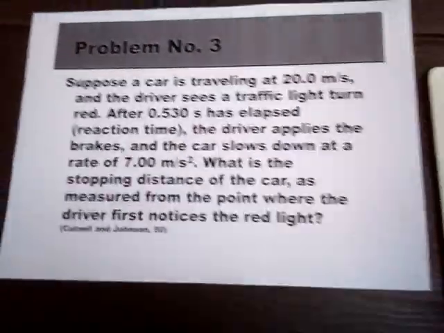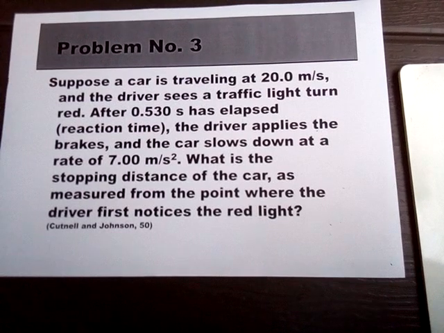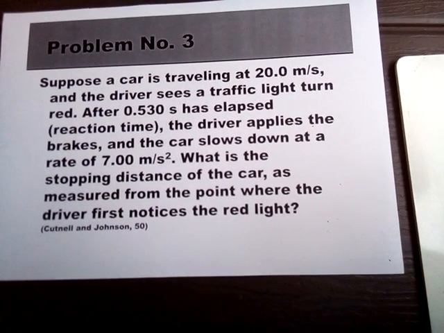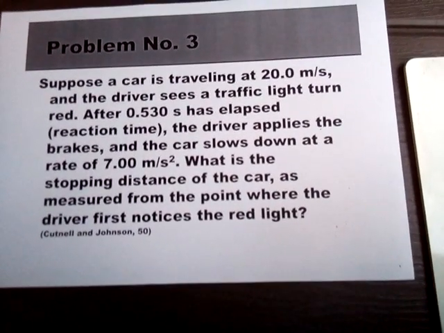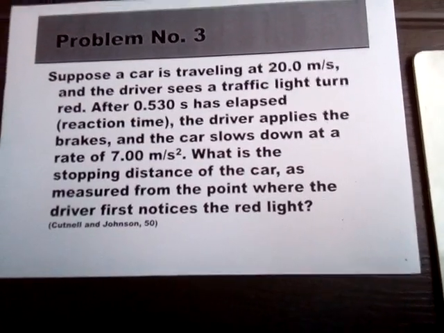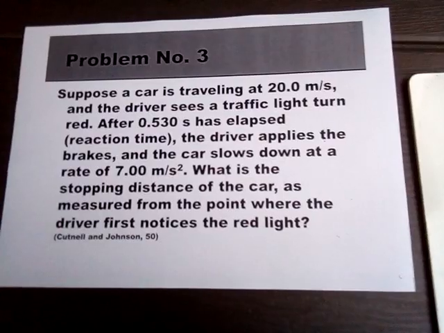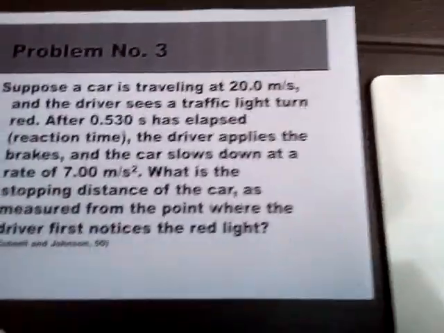Third problem in kinematics. Suppose a car is traveling at 20.0 meters per second and the driver sees a traffic light turn red. After 0.530 seconds have elapsed, the driver applies the brakes and the car slows down at a rate of 7.00 meters per second squared. What is the stopping distance of the car as measured from the point where the driver first notices the red light? Alright, so we will divide the motion into two.